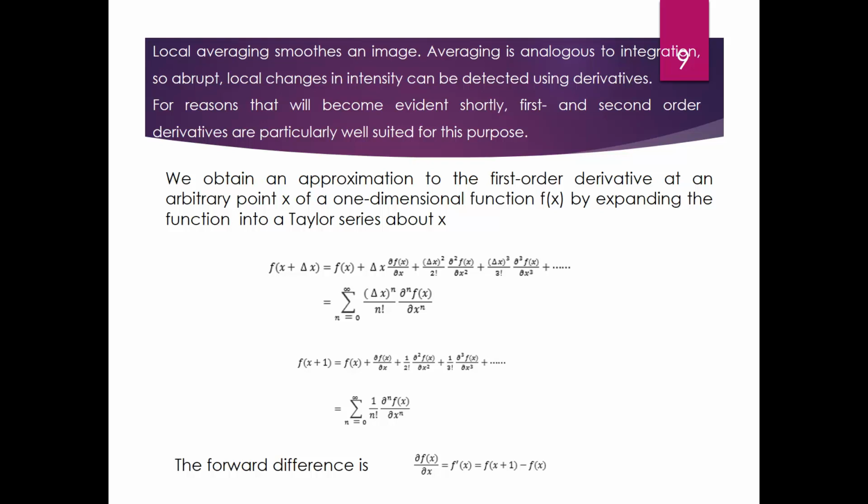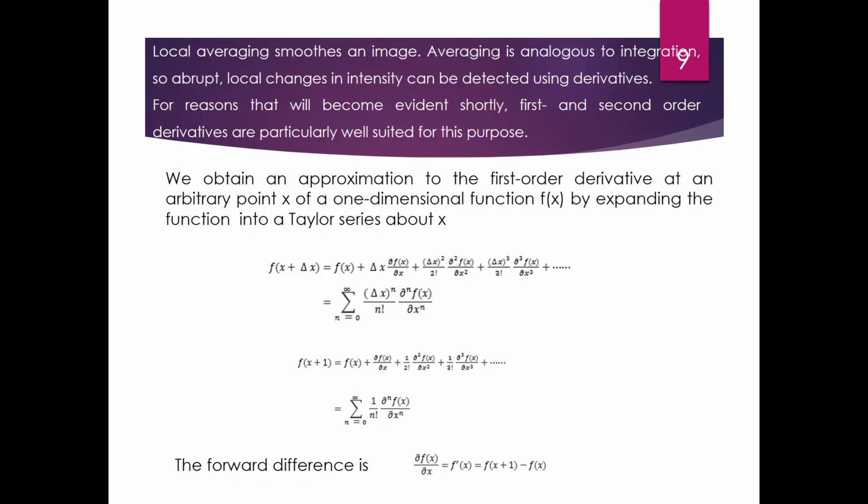So if we are using some kind of averaging technique, then it will smoothen the image. We have already discussed in the image enhancement technique how we use Gaussian filters or a median filter to smoothen the image. So averaging is analogous to integration. Apparently, a local change in intensity level can be detected using derivative operations. For reasons that will become evident shortly, first and second order derivatives are particularly well suited for this purpose.